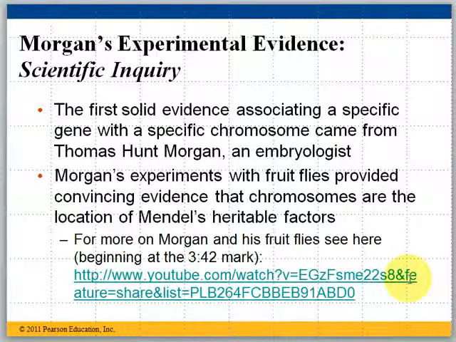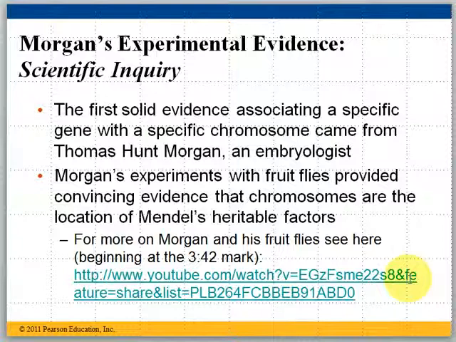So the first solid evidence that associated a specific gene with a specific chromosome came from an embryologist, a type of biologist, called Thomas Hunt Morgan. And Morgan is very well known because his experiments centered around fruit flies. And fruit flies still today are one of the most used animals in a biology lab. Morgan's experiments with fruit flies provided really strong, convincing evidence that chromosomes are the location of these heritable factors that Mendel was talking about.